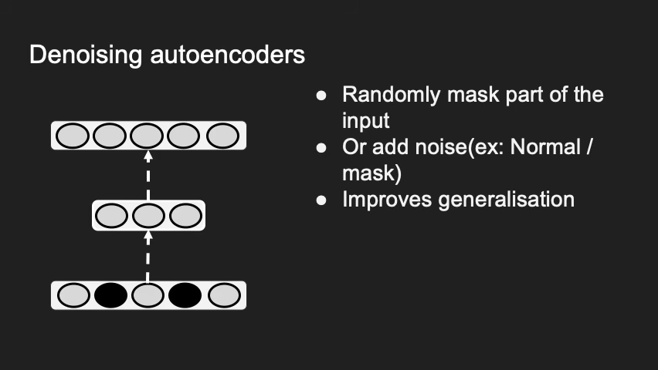Autoencoders come in different fashions. One of them is the denoising autoencoders, or DAEs. DAEs add noise to the input, and this could be normal noise or simply randomly masking some parts of the input. This strategy can improve generalization for the model and therefore enhance the quality of both the representation and the bottleneck layer.